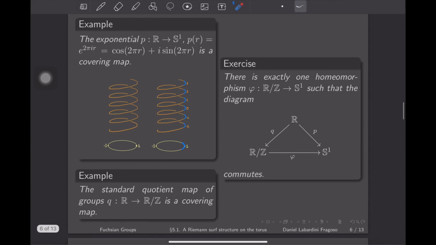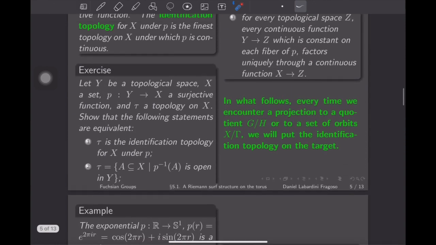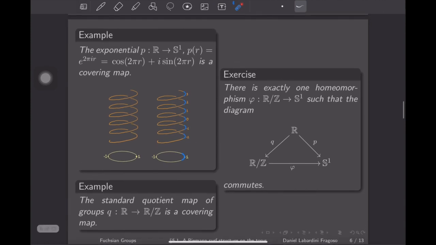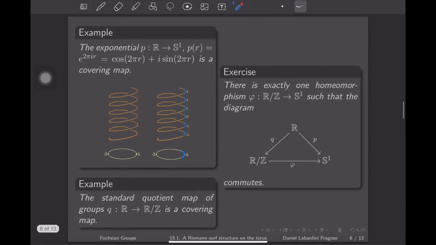Now, this was kind of just some sort of interlude, right? Because I was speaking about covering maps. So one of the first examples one always sees is the covering of the circle by the real line, and it's done by this exponential.